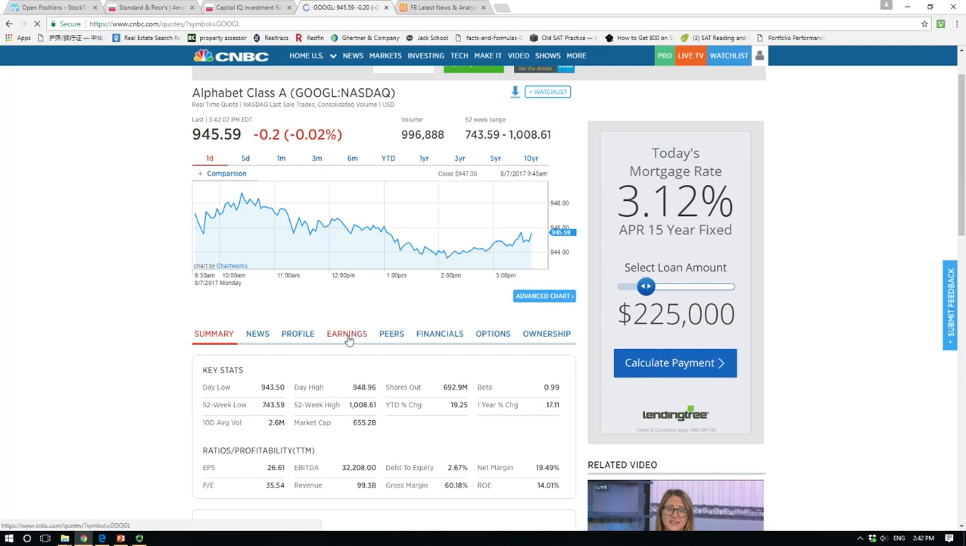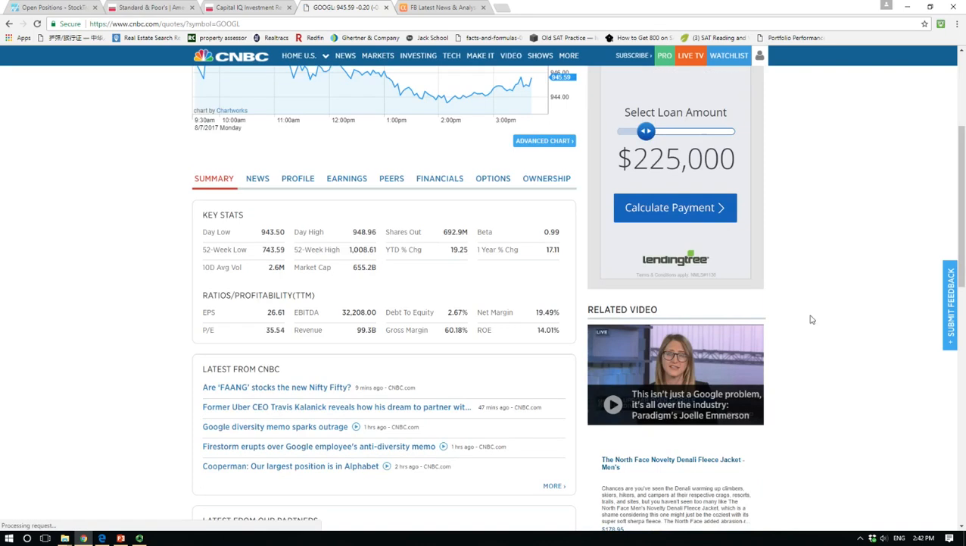Right? You can look at earnings. You can look at financials. You can look at the company's strategies and everything. Those things are so-called fundamentals, right? And the stock price is about $948, and here you look at how worthwhile that price is. Well, EPS, earnings per share, $26, P/E ratio 35, pretty high, right? And revenue, almost 100 billion US dollars.